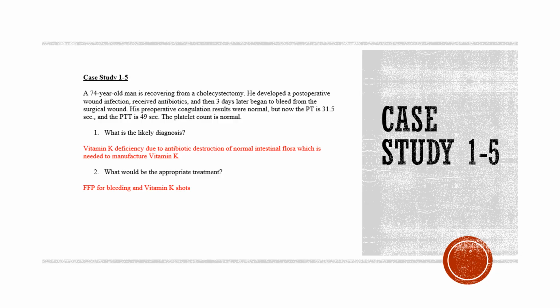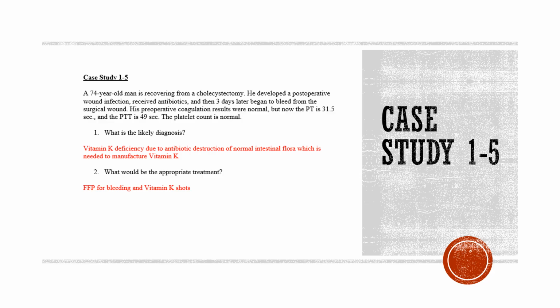All right, let's take a look at case study 1.5. So the 74-year-old man had his gallbladder removed. He developed postoperative infection and was given antibiotics. 3 days later, he began to bleed from the surgical wound. His preoperative coagulation results were normal, but now his PT and his PTT are both prolonged, but he still has a normal platelet count. What is the most likely diagnosis?